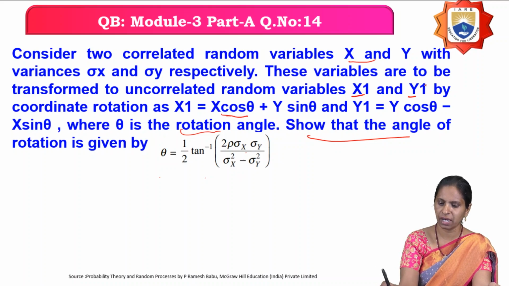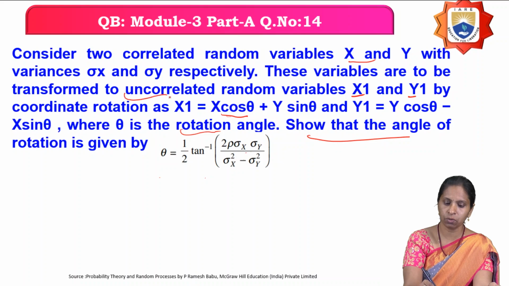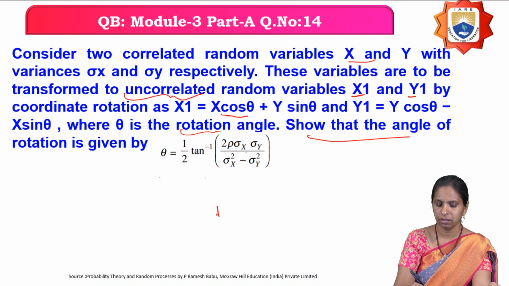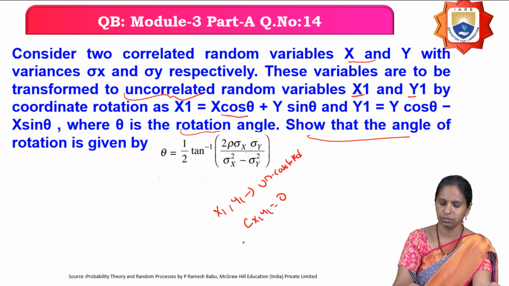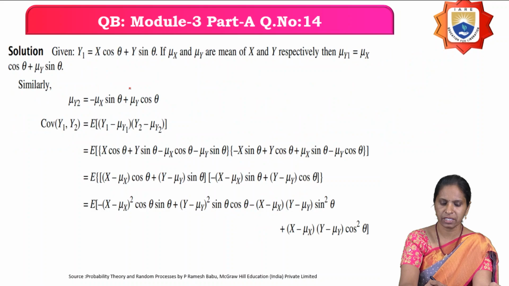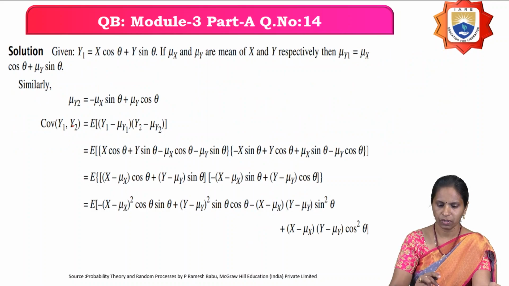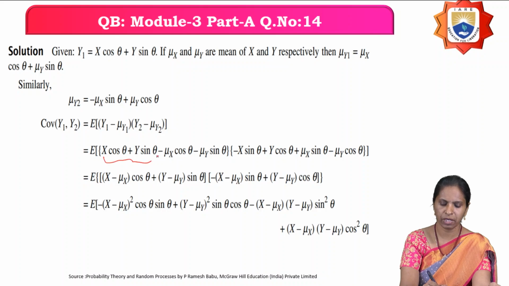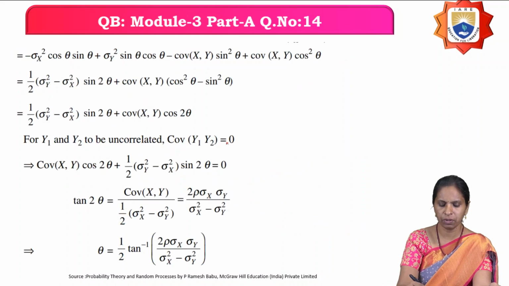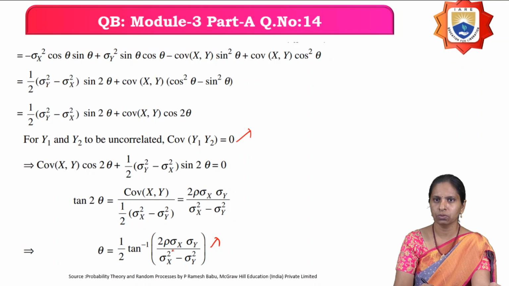And they have given that these random variables have to be transformed into uncorrelated random variables. It means here x1 and y1 are uncorrelated random variables. For uncorrelated random variables, the covariance is equal to 0. So first find the covariance of x1 and y1, substituting x1 and similarly y1. Then you make the covariance equal to 0, and you get the angle of rotation theta equals 1 by 2 tan inverse of 2 rho sigma x sigma y by sigma x square minus sigma y square.